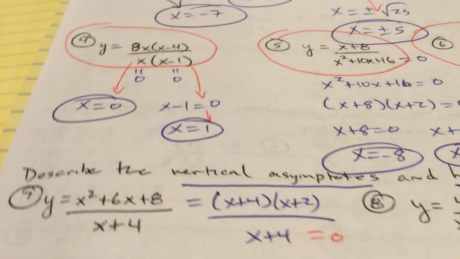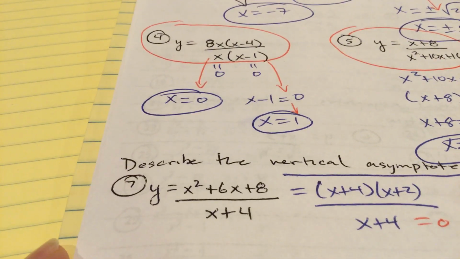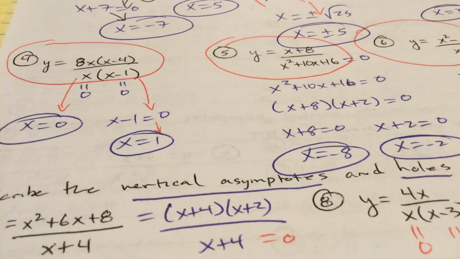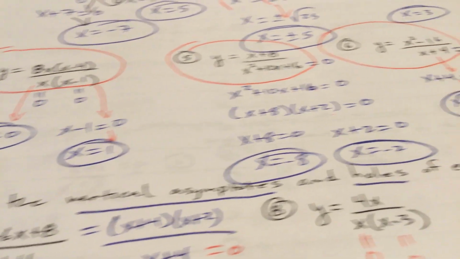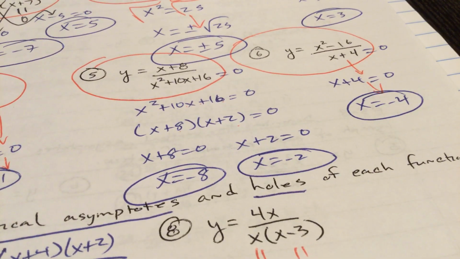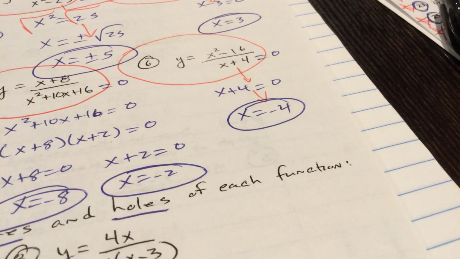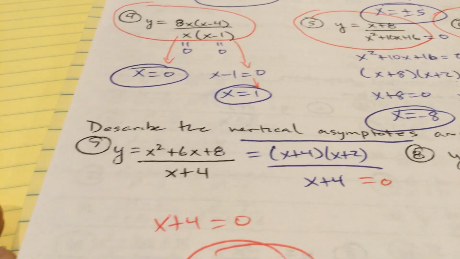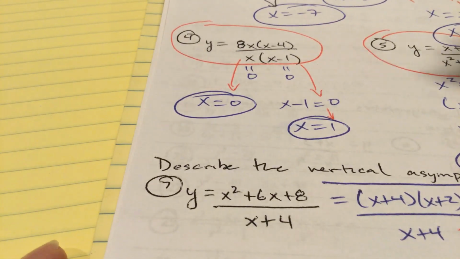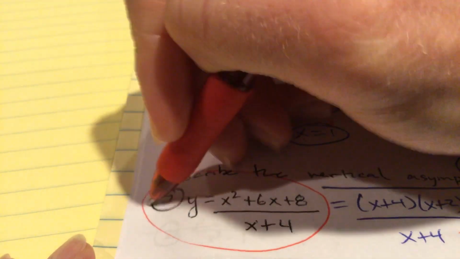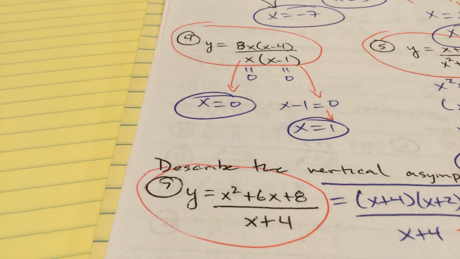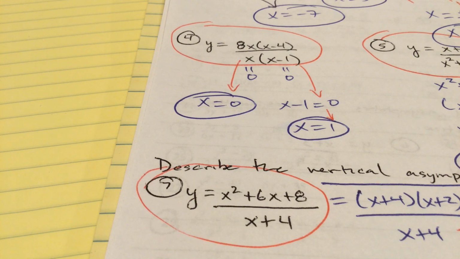Now, on 7 through 10, write this down. Your direction is describe the vertical asymptotes and holes of each function. So now you're going to tell me what's a vertical asymptote and what is a hole. On number 7, here is your function, y equals x squared plus 6x plus 8 over x plus 4. When I want you to tell me if something's a VA or a hole, you do have to factor.